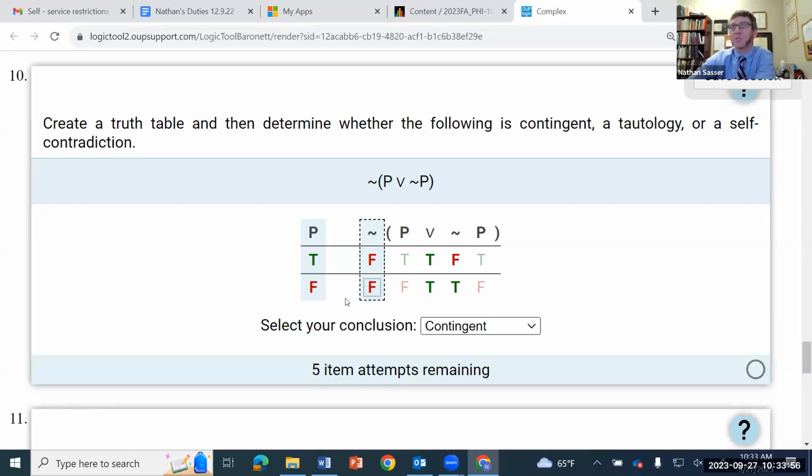How did I know that? Just by the definition. The definition of a self-contradiction is one where it's always false, no matter what the truth values of the simple statements are. So, one that's contingent is one that's mixed, sometimes true and sometimes false. And a tautology is one that's always true. It's got to be true, no matter what the truth values of the simple statements are. But this is a self-contradiction. So you just got to know those definitions.